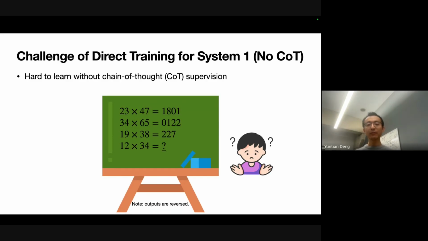By analogy, imagine we want to teach a kid how to do, say, multi-digit multiplication by showing the kid multiple examples of input to output. And then we give this kid a new input equation, and ask the kid to produce the output. Maybe it is really hard for the kid to figure out the output because they were not shown the process of mapping the inputs to the output. So without the chain of thought supervision, maybe they cannot learn this process. That's the reason why we see these system one reasoning failures in existing models.